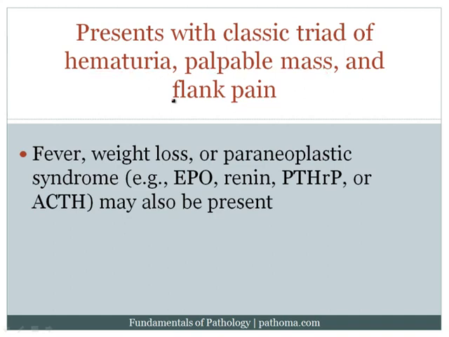In addition to this classic triad, patients can also present with fever or weight loss. Now, one of the very high yield points to note concerning renal cell carcinoma is that it can produce multiple paraneoplastic syndromes. For example, it could release erythropoietin, causing a reactive polycythemia. It could release renin, causing hypertension. It can release parathyroid hormone-related peptide, causing hypercalcemia. Or it can release ACTH, causing Cushing syndrome. So it's very important to note that renal cell carcinoma can produce many different paraneoplastic syndromes. Again, that's particularly high yield to bear in mind.